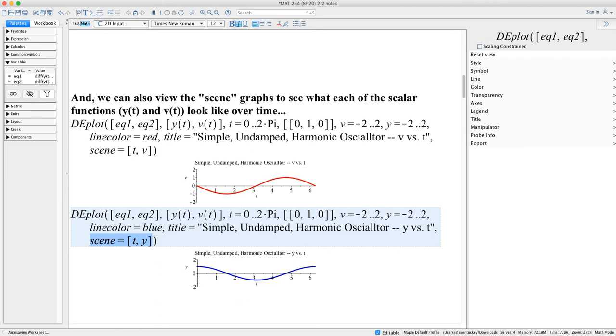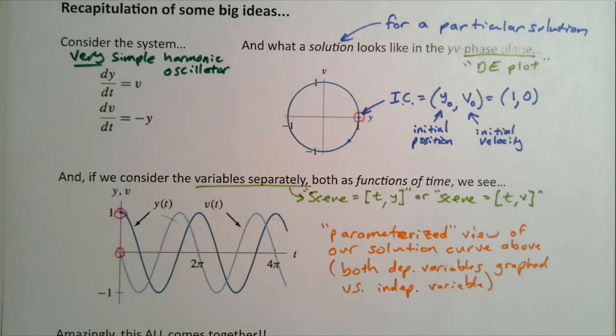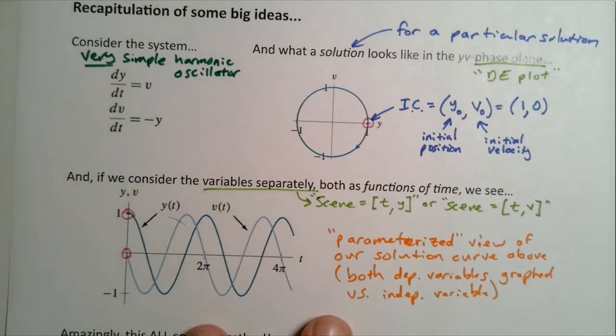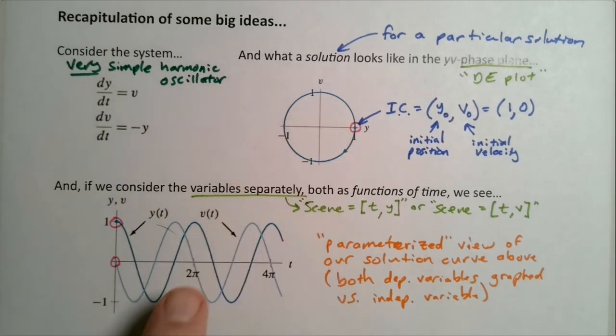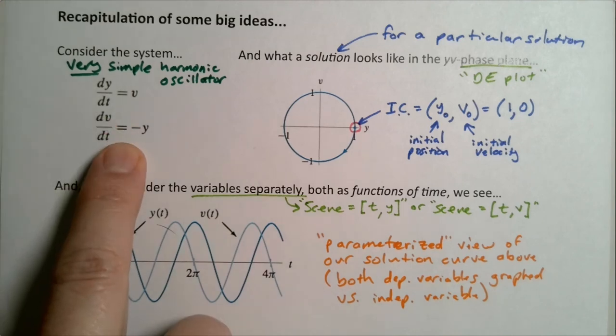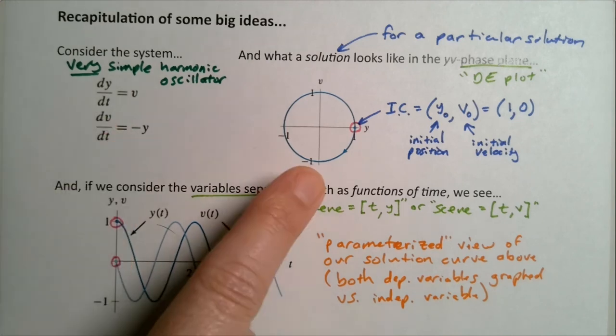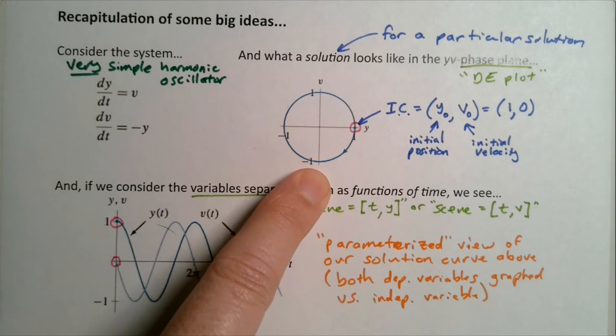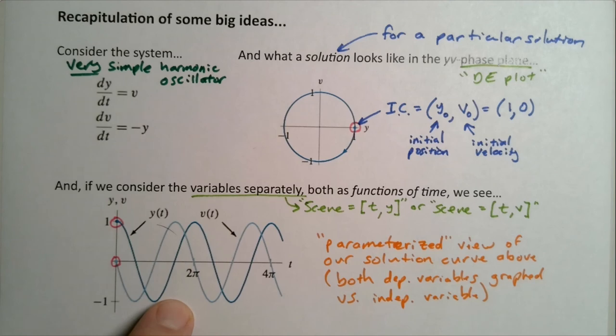Now, what's nice about Maple is that it allows us to do this pretty quickly and easily, but we've got to be able to remember that in the end, all three of these representations are really telling us the same thing. This is the system in terms of equations. This is the system on the phase plane, but it's really one solution for the system. And this is what one particular solution looks like.